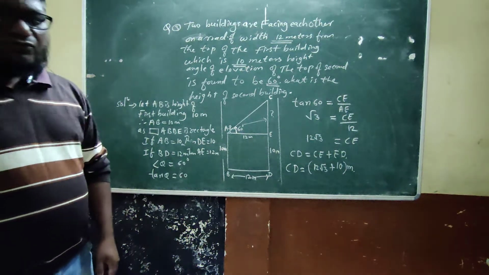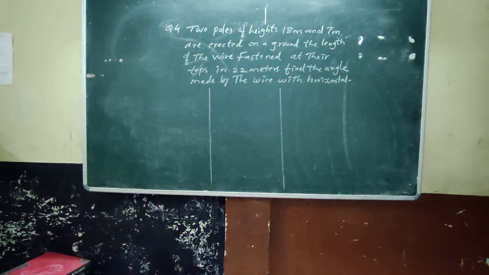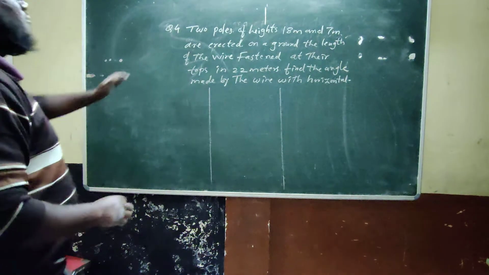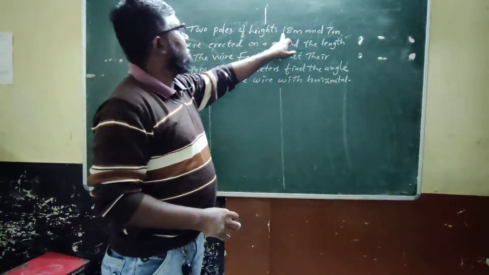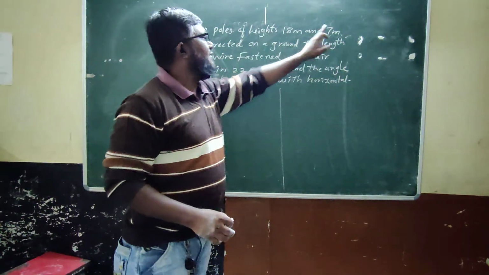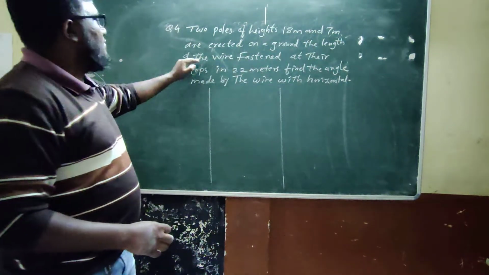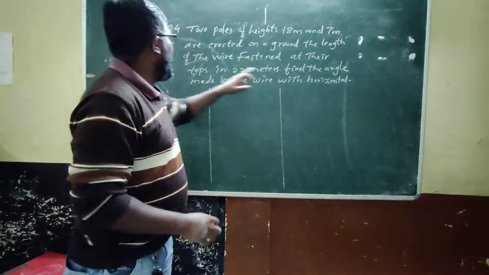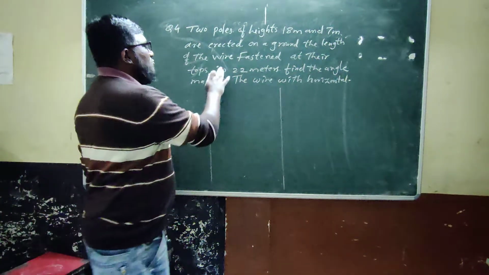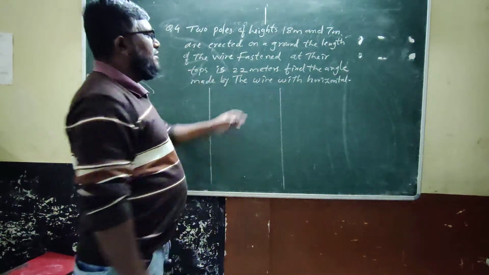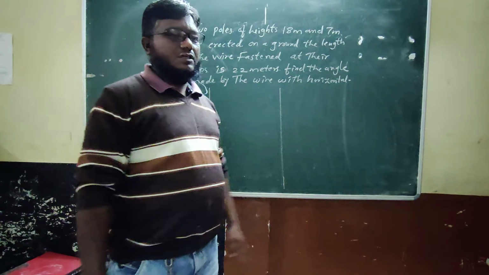Now we'll see the fourth example. The fourth question from exercise number 6.2. Two poles of heights 18 meters and 7 meters are erected on a ground. The length of the wire fastened at their tops is 22 meters. Find the angle made by the wire with the horizontal.